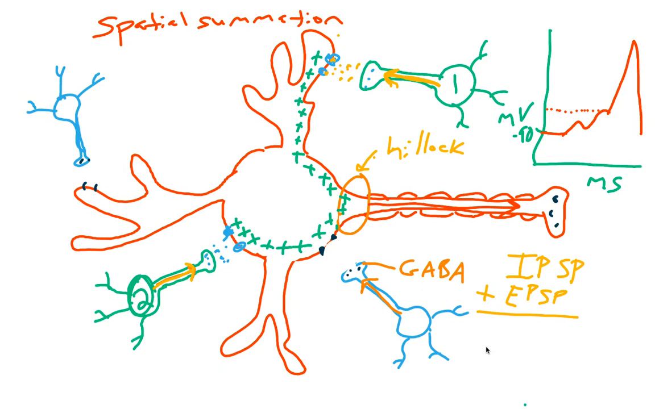That's also what I was illustrating over here when I had this cell, right? And we had a negative charge coming from the GABA. And even though they didn't add to be a depolarization that reached threshold, it was still addition. It was still this idea of spatial summation, right? Adding two different neurons in space. Okay, so that's spatial summation.